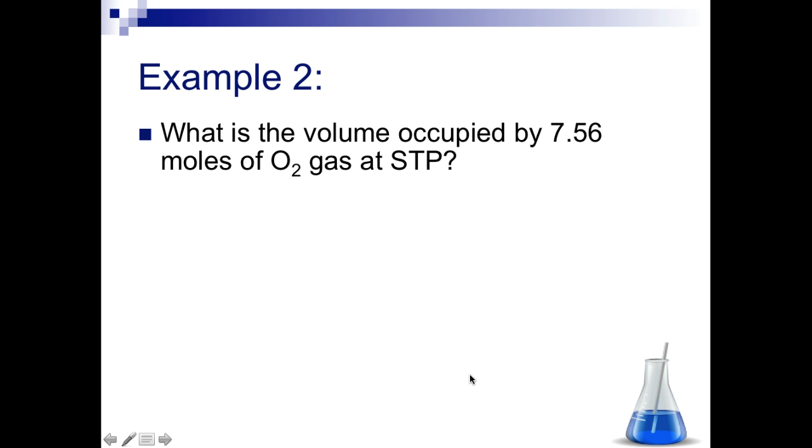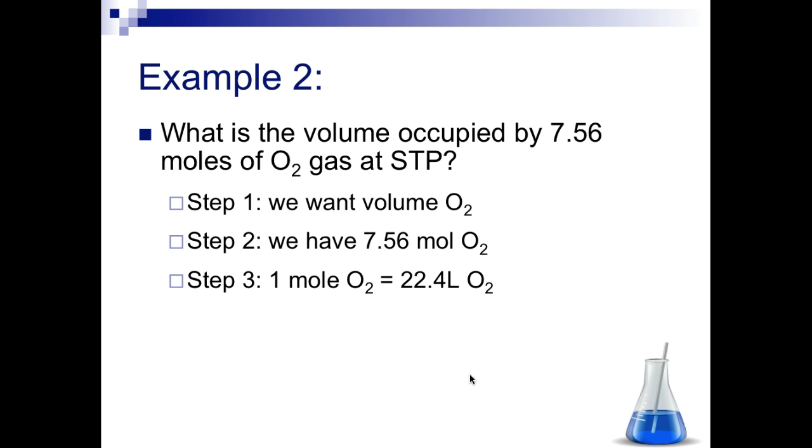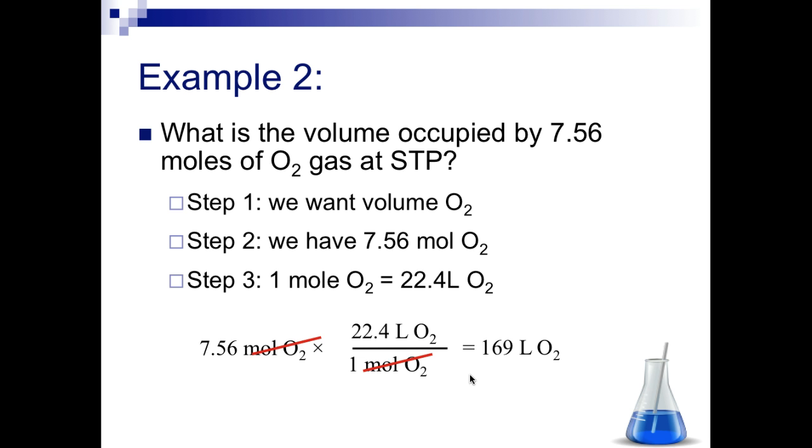Let's look at example 2. What is the volume occupied by 7.56 moles of oxygen gas at STP, at standard temperature and pressure? So again, we want volume, we're given moles, and we know that 1 mole of O2 is equal to 22.4 liters of O2. So what we need to do is set it up. Start off with what you're given, which is 7.56 moles of O2. Write your conversion so that moles go on the bottom so that they cancel, and then multiply into your calculator. So 7.56 times 22.4 is going to give you 169 liters of O2. This has 3 sig figs because 7.56 has 3 sig figs.